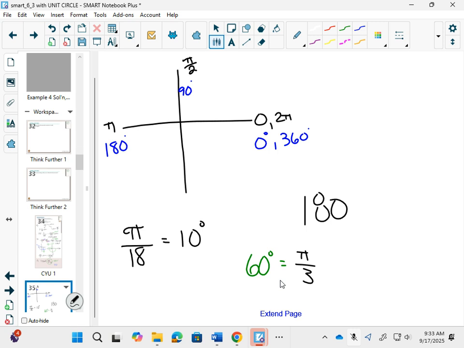Can you see that 180 divided by 3 is 60? So I can make it pi over 3. It is not wrong. 60 pi over 180. Because you want to change from degrees to radians, you're going to multiply by that pi over 180. So you could write it as 60 pi over 180 and not lose any marks. But it's going to show up lots as pi over 3. So we need to be able to switch back and forth between radians and degrees. Okay?